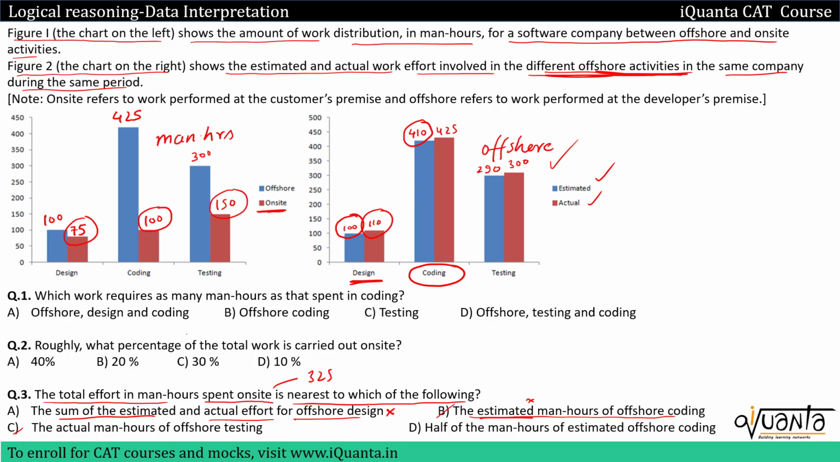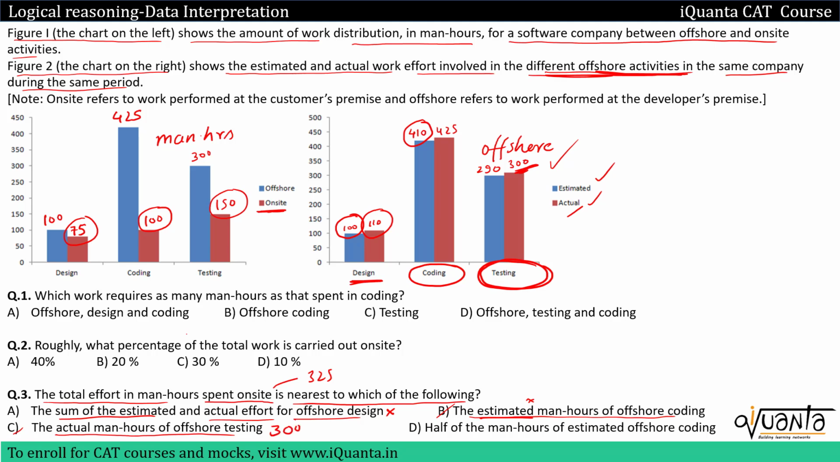Option C is the actual man hours of offshore testing. For offshore testing, we'll use the second chart. We are talking about testing, so we'll use this, and we are talking about actual man hours. Actual is the red one, which is 300. So yes, 300 is quite close to 325. I'll write 300. This could be an option.